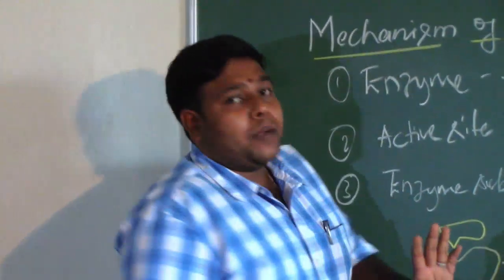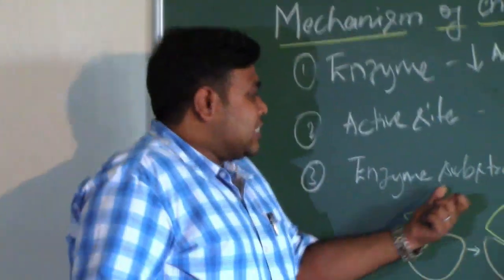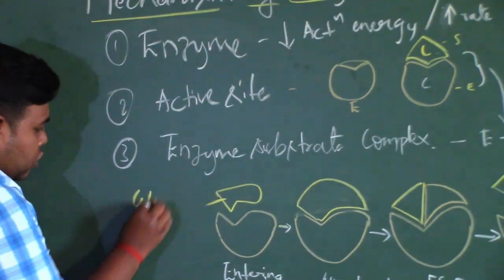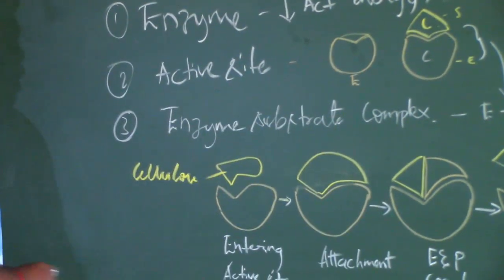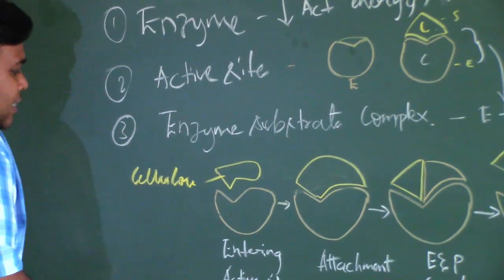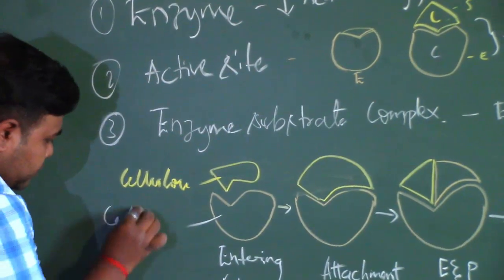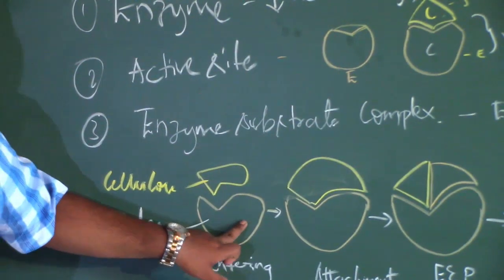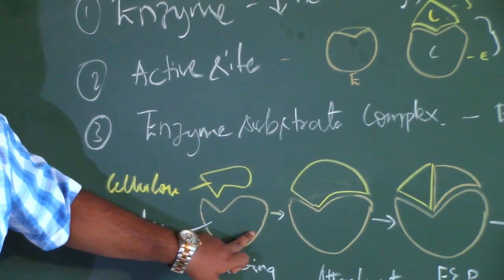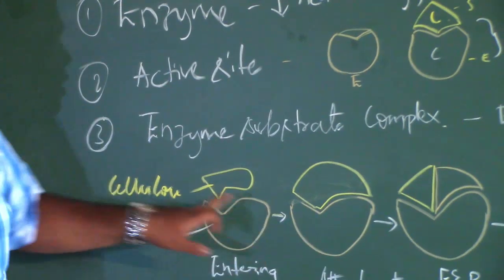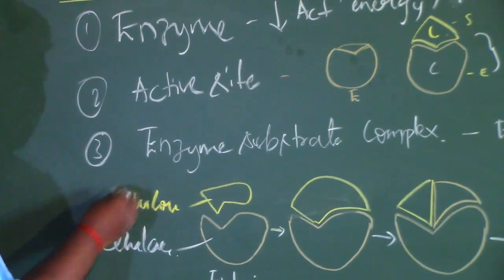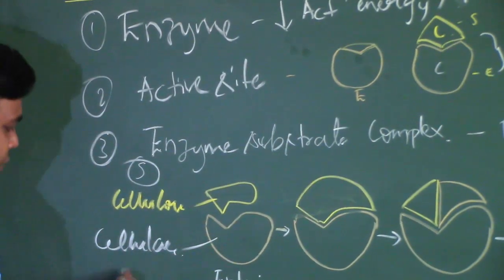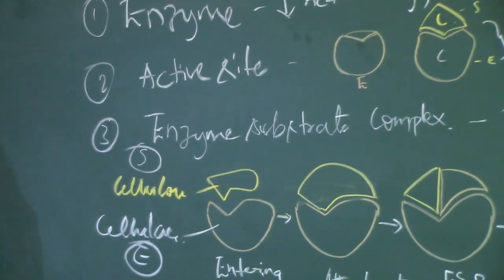Let's see a diagrammatic representation of the enzyme substrate complex. Imagine this part as your cellulose, and this designates the cellulase. This is the enzyme called cellulase enzyme used to break the cellulose. This is the cellulose which is acting as a substrate, and this is your cellulase enzyme here.